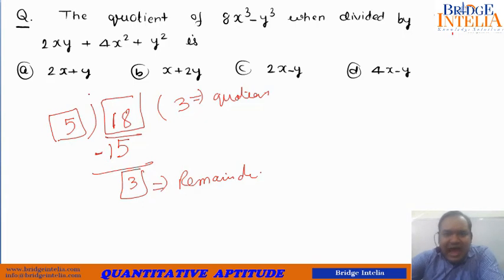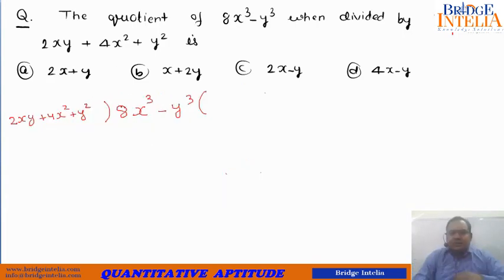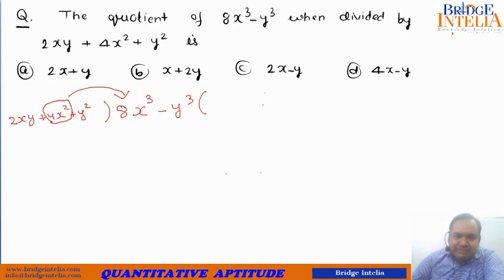Now let's see how we can solve this question. The question being asked is: what will be the quotient when this expression is divided by this one? Look at the term of the dividend, 8x cube. Now look at the terms of the divisor. What will help you generate 8x cube? 4x square has to be converted to 8x cube. How can that be done? Unless we multiply this entire expression by 2x. If you multiply this entire expression by 2x, you will get a term which will be 8x cube. So let's do that.